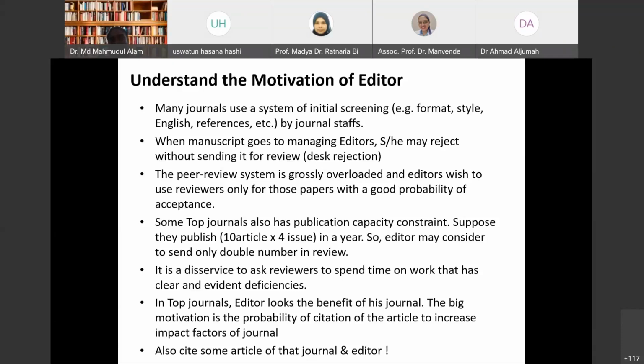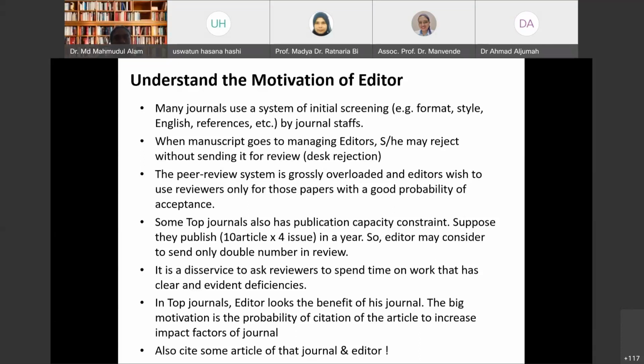Editors look at the reputation of their journals. The editor looks at the impact factor of his journal. This is his motivation. Which thing improves the quality of my journal? Which thing improves the impact factor of my journal? Then I can say I am the editor of a Q1 journal. My journal has an impact factor of 8. So that's his motivation.